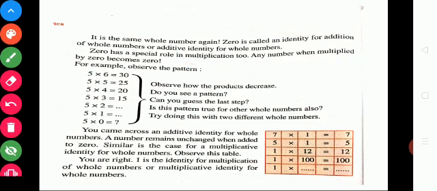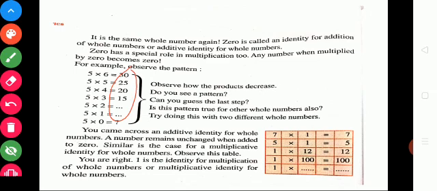For example, observe the pattern. 5 6s are 30. 5 into 5 is 25. 5 4s are 20. Observe how the product decreases. Do you see a pattern in this? Can you guess the last step? Is this pattern true for other whole numbers also? Try doing this with two different whole numbers. And then a number remains unchanged when added to 0.